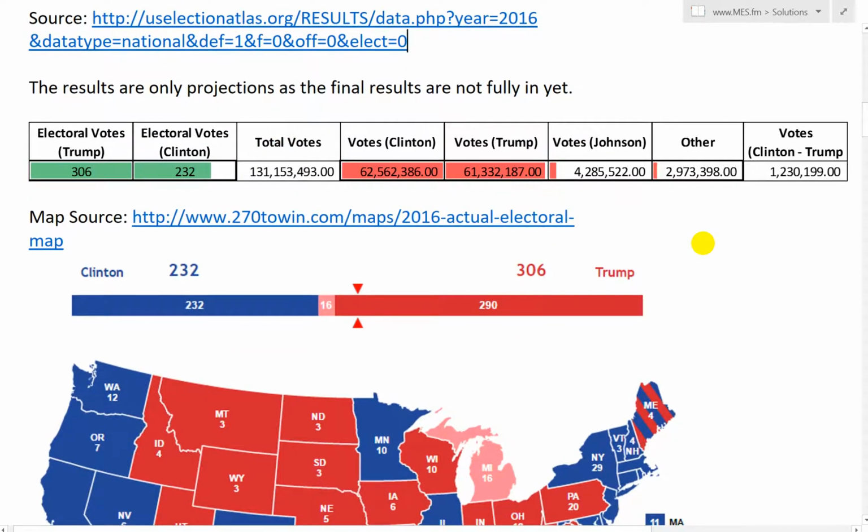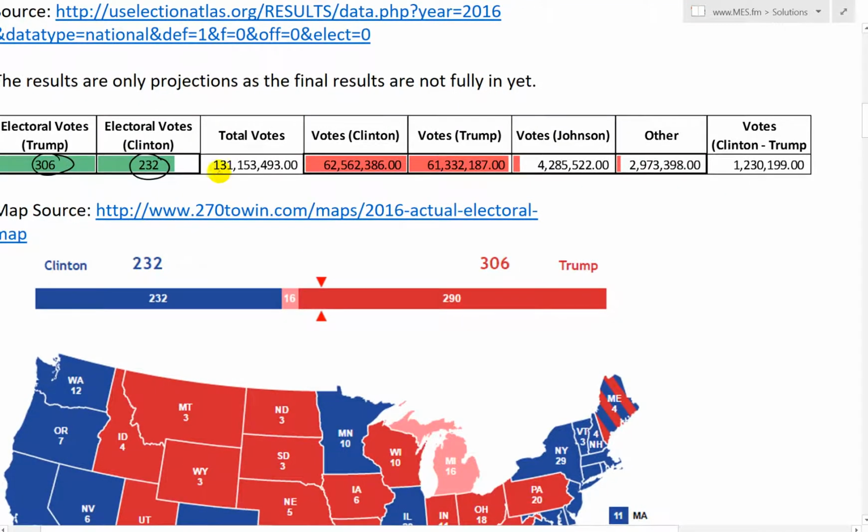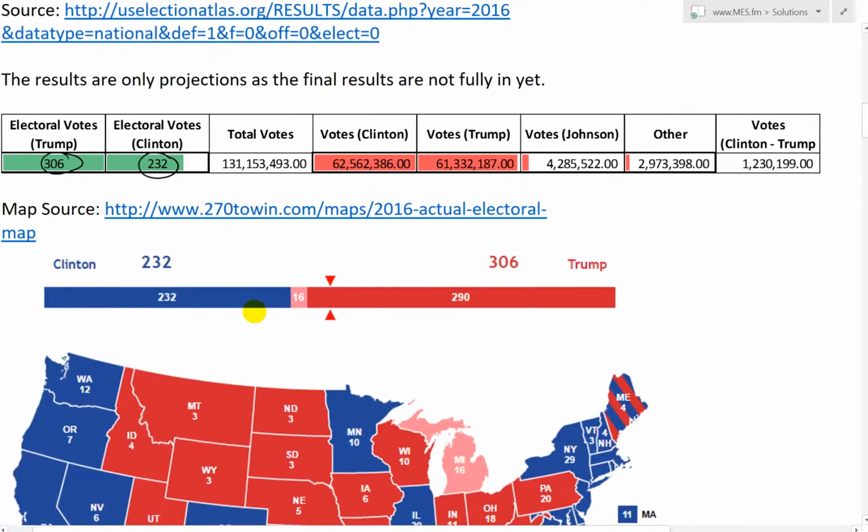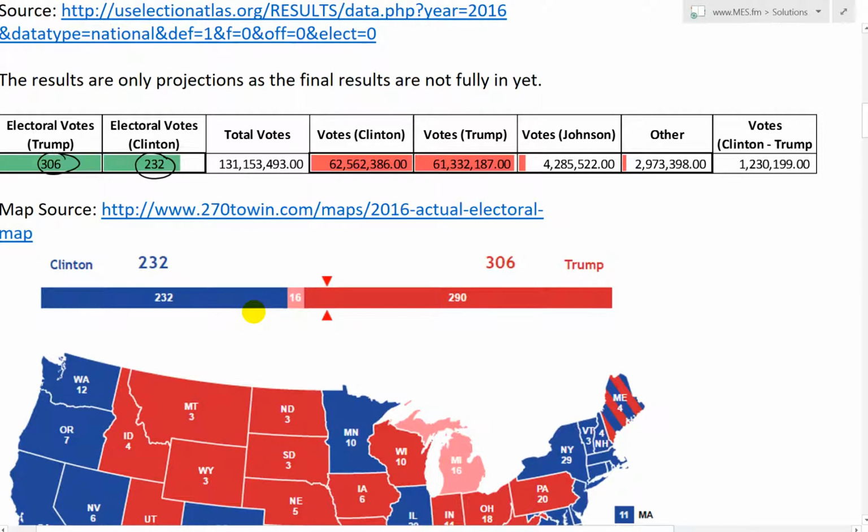I found that to be the easiest one to get all this data from for these results right here. And as you can see, Trump is projected to win 306 electoral votes, while Hillary Clinton is projected to win 232. There's about 131 million total votes. So much less than the actual possible votes. I'm not sure how much that is.